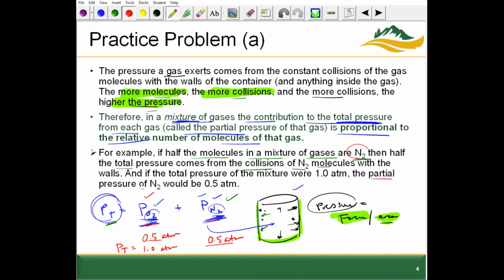The term partial pressure here is because the total pressure partially comes from the nitrogen that's present and partially comes from the oxygen that's present. So these partial pressures make up the total pressure.